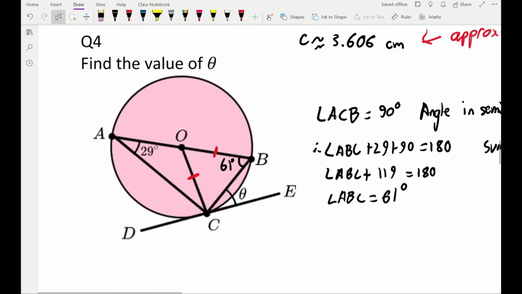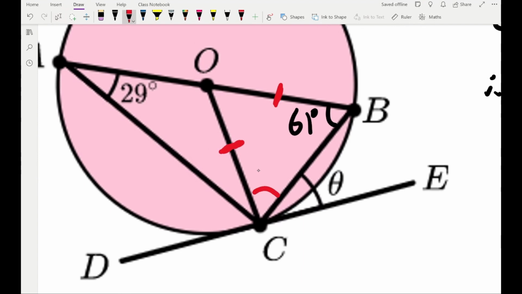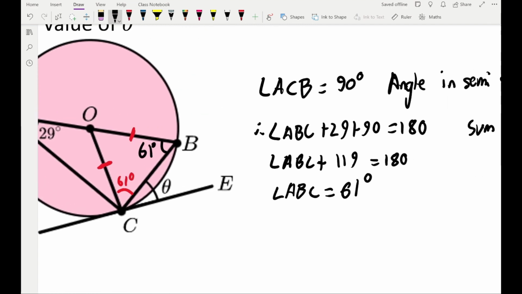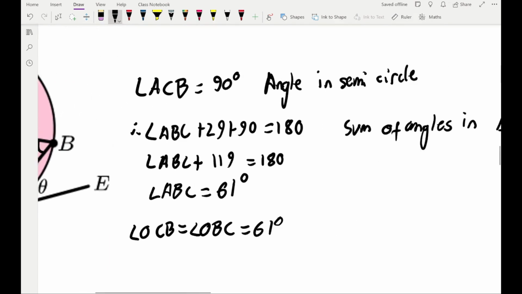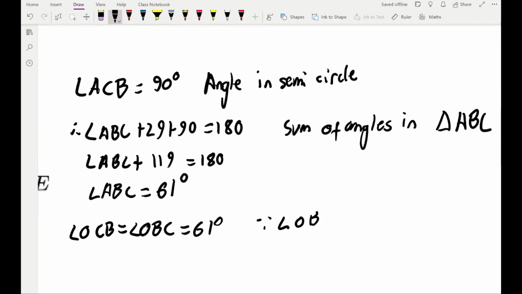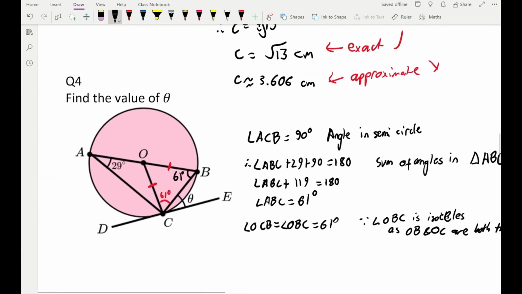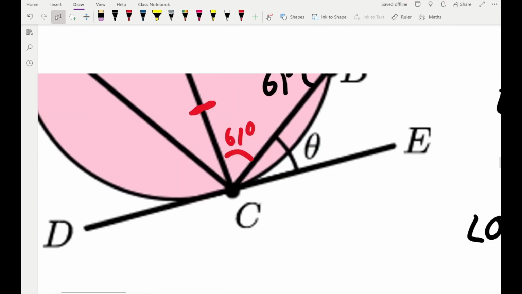So let's use that here. Therefore, this angle down here would have to be 61 degrees as well, because they have to be the same. So basically, we could write that in as angle OCB equals angle OBC, which is 61 degrees, because triangle OBC is isosceles, as OB and OC are both the radius, or both radii, depending if you want to pluralize that. Great, so that's 61, and then the last bit is just similar to that bit we did before.